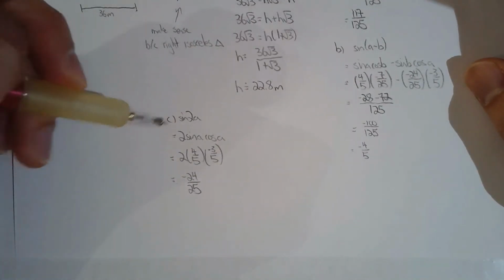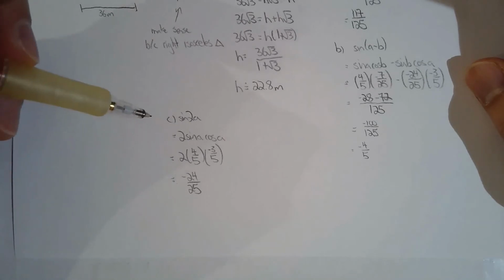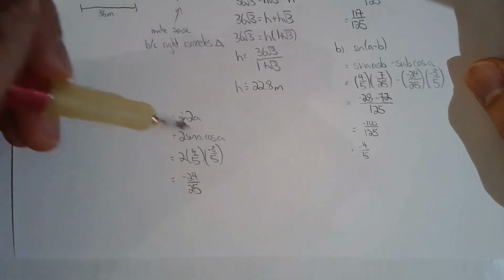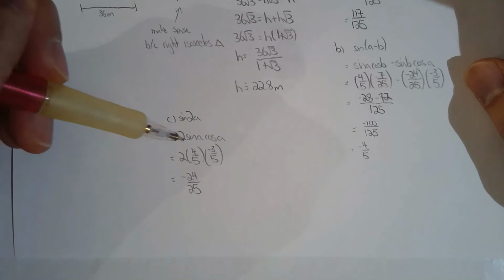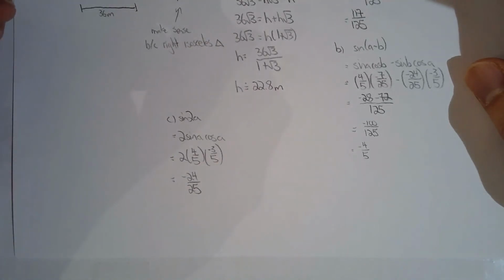For 7c, it's using the double angle formula. I would argue 7c is easier than 7a and 7b because for the double angle formula for sine, you just need to know sine A and cos A and then you're done. You don't need sine B and cos B.